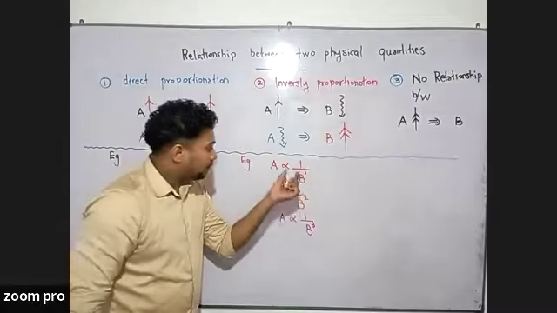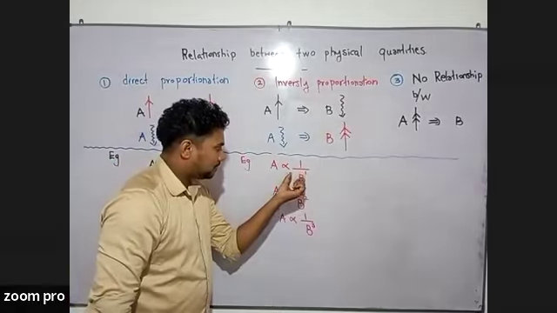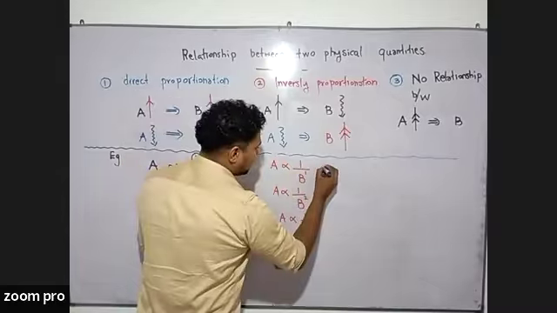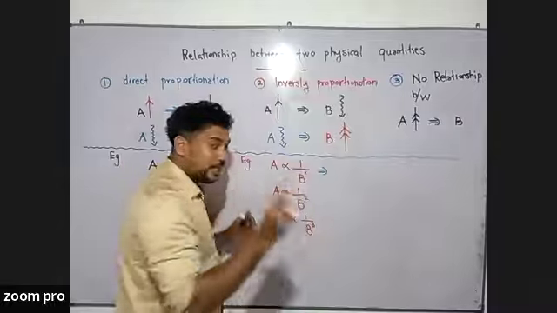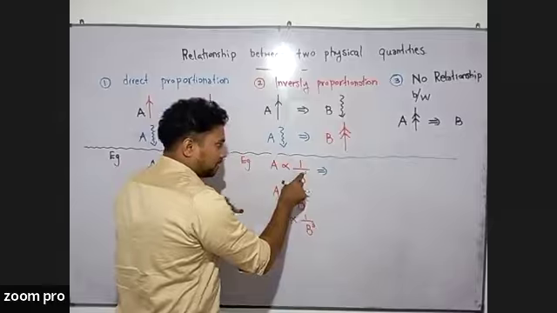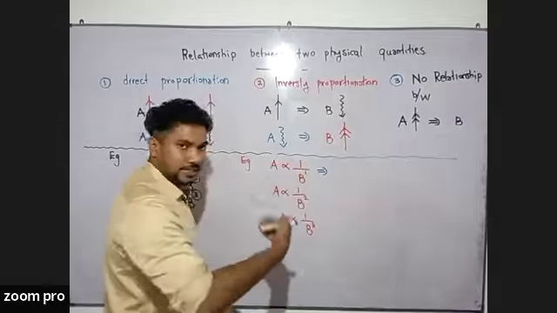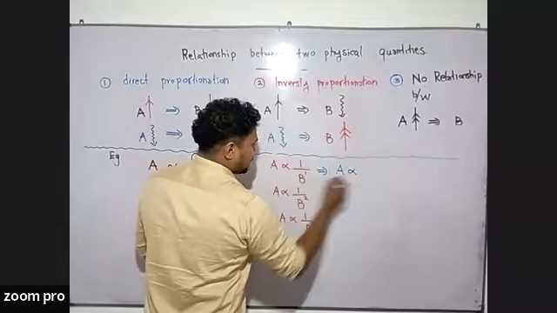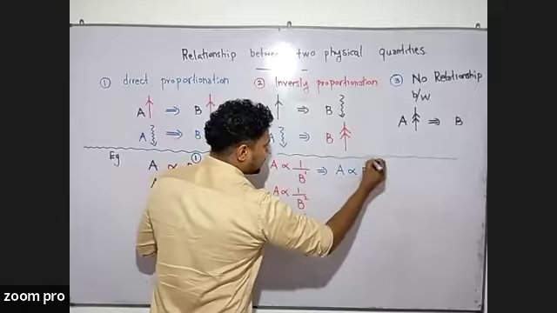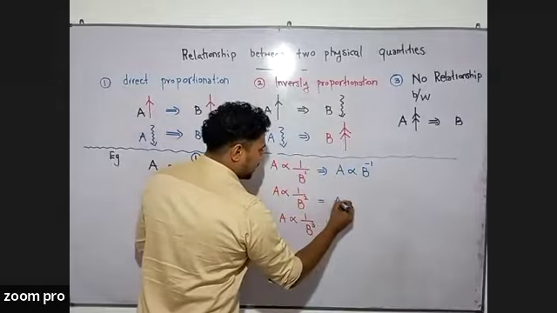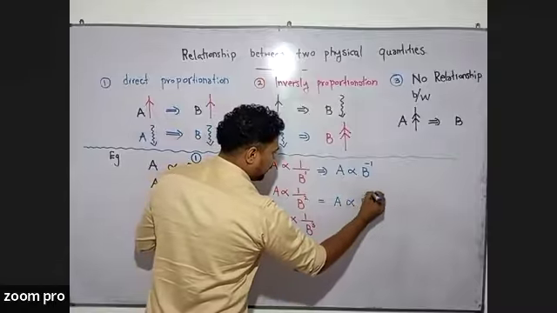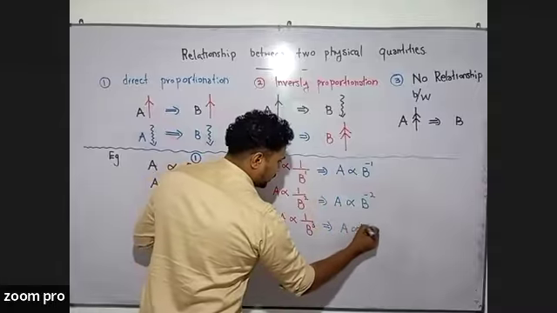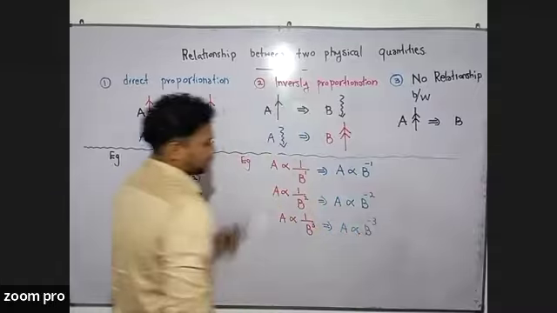If I take this symbol to the numerator, then, when it comes to the numerator, you know that the sign of the power gets reversed, or becomes opposite. That means it can be represented as A proportional to B to the power minus 1. This can be represented as A proportional to B to the power minus 2. This can be represented as A proportional to B to the power minus 3.